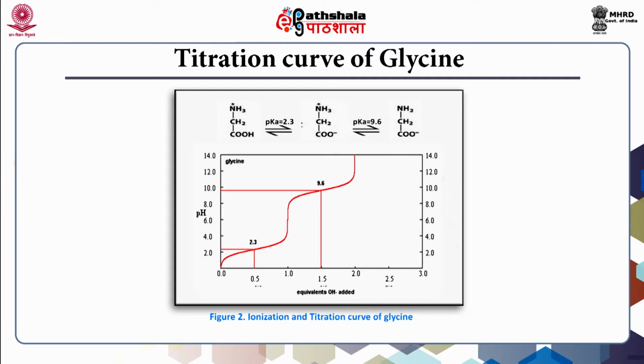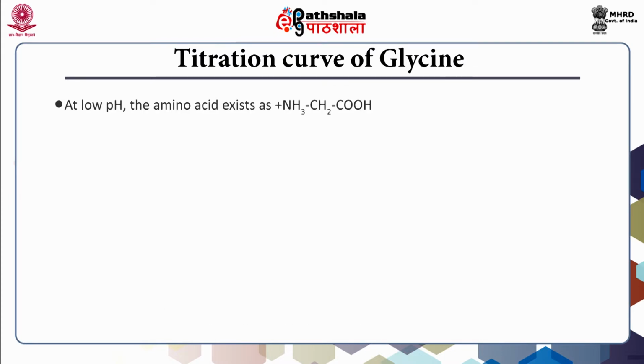The 2 steps involved correspond to the deprotonation of 2 groups with NaOH. These are explained in the next slide. At low pH, the amino acid is completely protonated and exists in its protonated form.